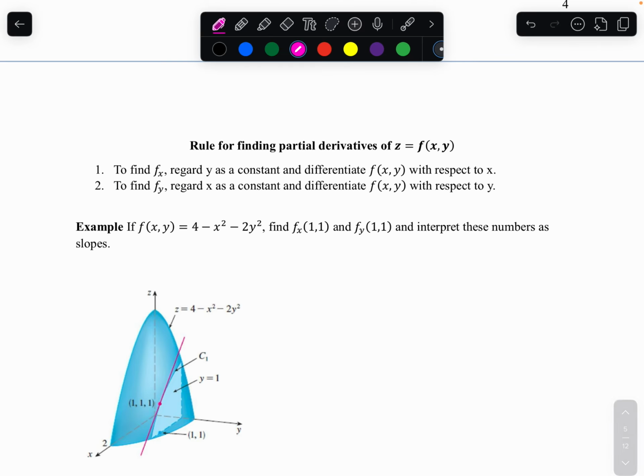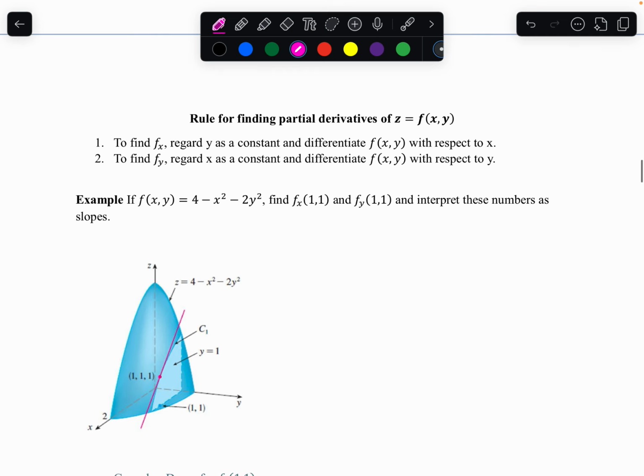Rules for finding partial derivatives of our z surfaces described by the function f of x, y, right? So let's come back to this 4 minus x squared minus 2y squared. If I wanted to find the partial derivative with respect to x evaluated at a point, right? Your first step is to find the first order partial derivative. So find partial derivative. And it's telling you what letter to use.